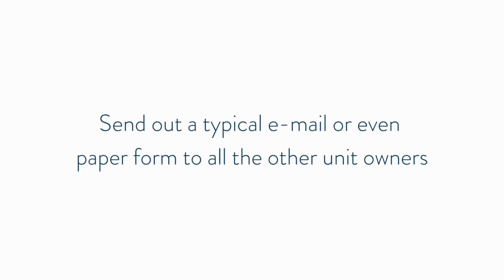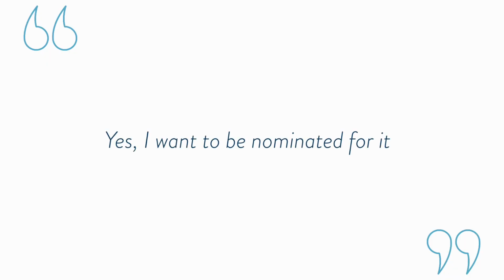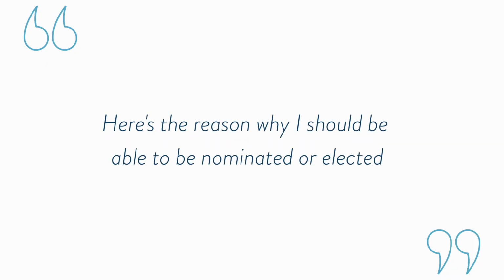Of course, you're going to ask any current expiring board members to see if they want to run again. Then you're going to send out a typical email or even paper form to all the other unit owners, offering them the opportunity to be elected as well. They'll typically fill out a form stating, yes, I want to be nominated, and here's the reason why I should be nominated or elected. Then you're going to collect all of that information and those nominations, and present it to all the other unit owners.